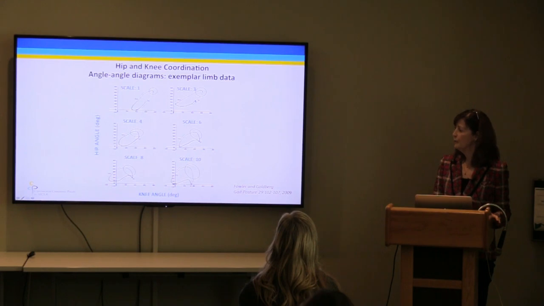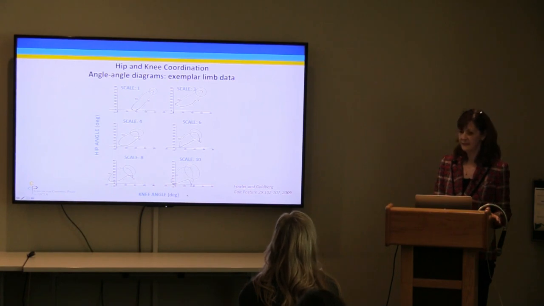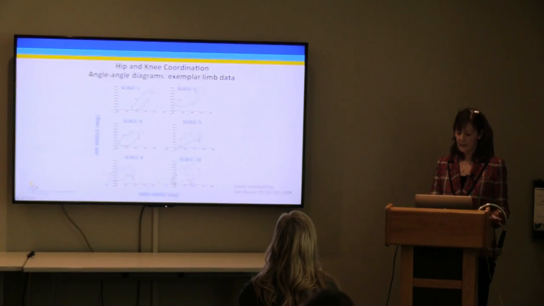As scale score improves, you see more opening up of that angle and more dissociation. And then when you get to a score here, this is somebody without cerebral palsy, so you see that the knee flexes and extends during stance, and then the swing phase that I'm really interested in for step length is when the hip is in flexion here and the knee is rapidly extending. So that's what we're interested in looking at.